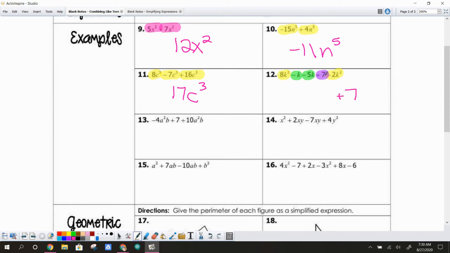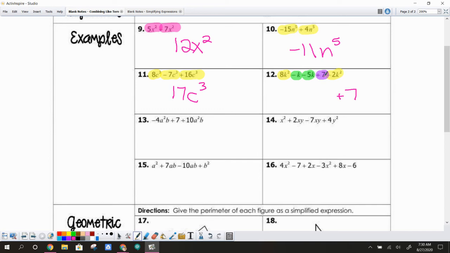Now, when you're writing these out, you need to make sure that you are keeping your expression in order, alphabetically, and through the highest powers. So if you had an A and a B term, you want to make sure that the A terms are written first, because alphabetically A comes first.